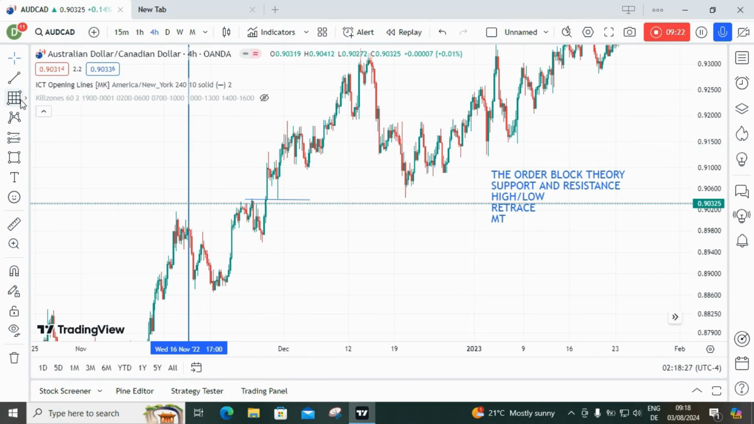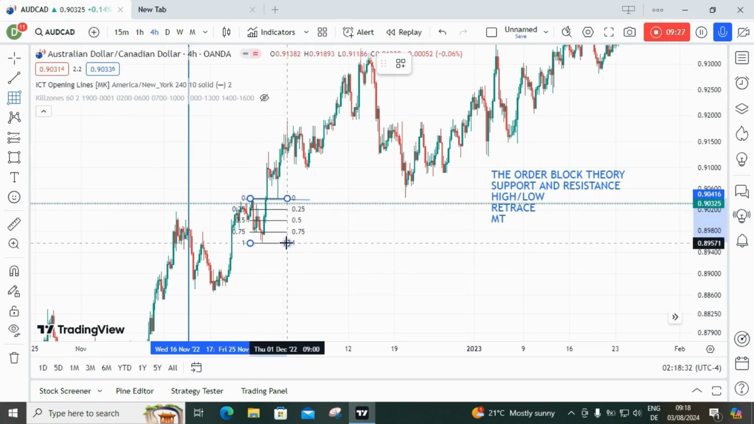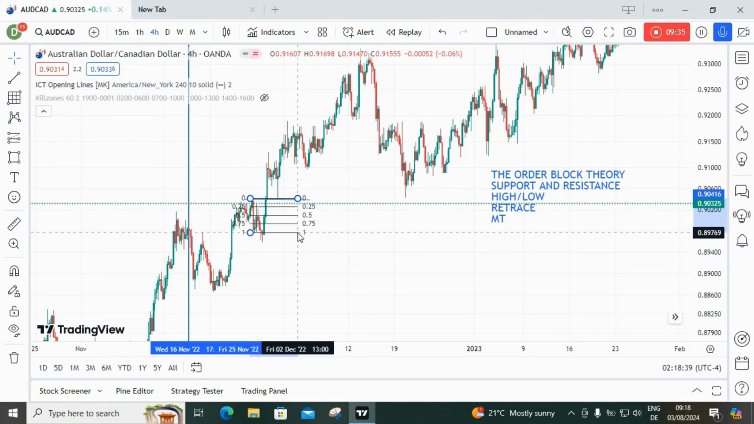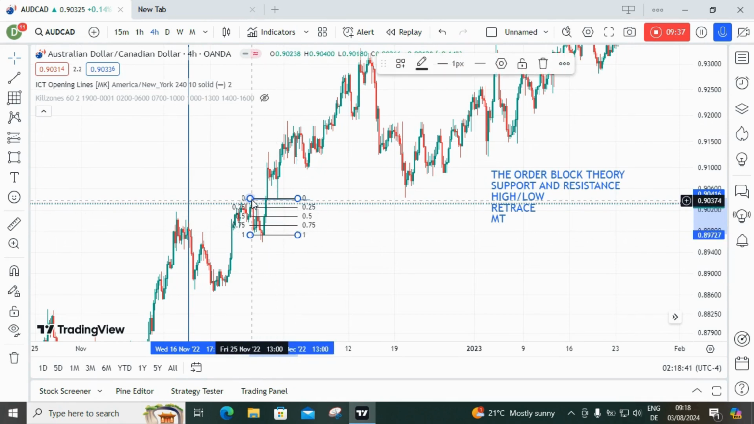So here we have the first order block that we based on. So the 50%, and it has to be on the bodies of the order block, not the wicks. So the 50% of the order block. So we know that for this order block to hold, price should not violate the 50%. It should not close below the 50% of this order block in order for it to hold.